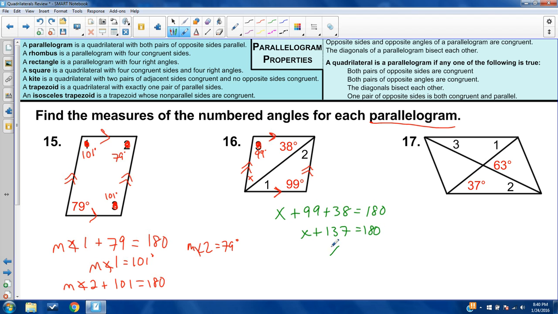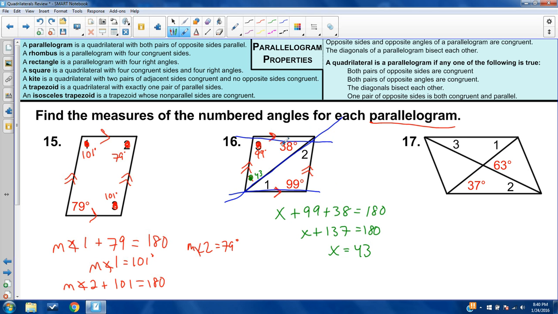Subtracting 137, you'll get x equals... I'm not good with math today, I'm sorry, 43. So this is 43 degrees. Okay, to find out these last two, here's where I said I wanted to probably do a little bit more involving parallel lines. I have two parallel lines here. Forgive the drawing mess. And then I have a transversal.